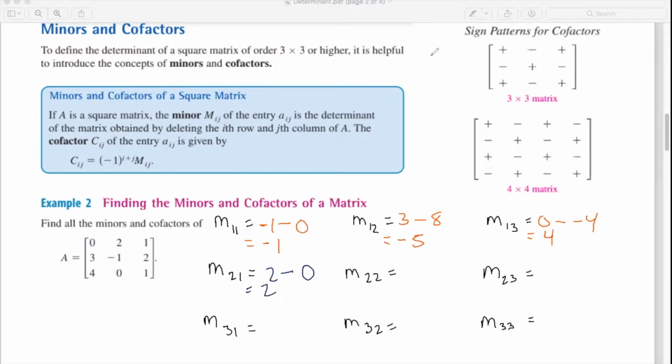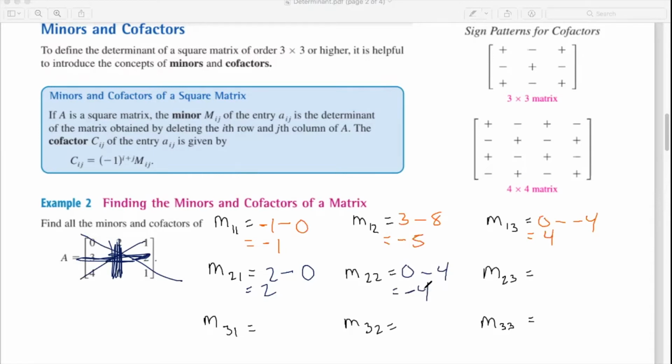Okay, next, we're going to do the minor of row 2, column 2. So row 2 is gone, column 2 is gone. Let's do it. 0 times 1 is 0, minus 4 times 1 is 4. 0 minus 4 is -4.